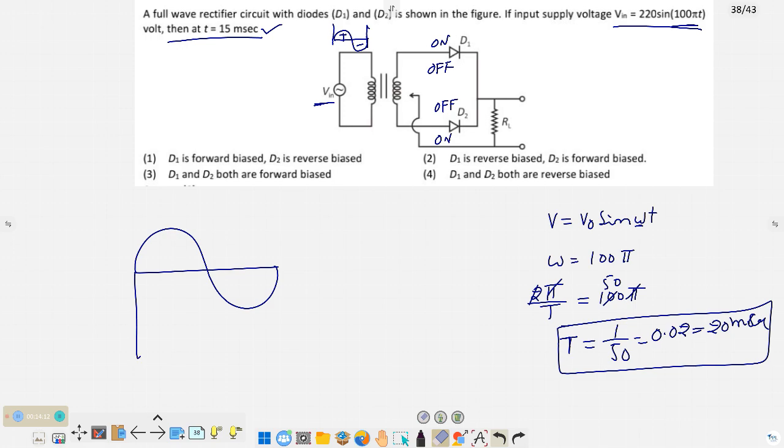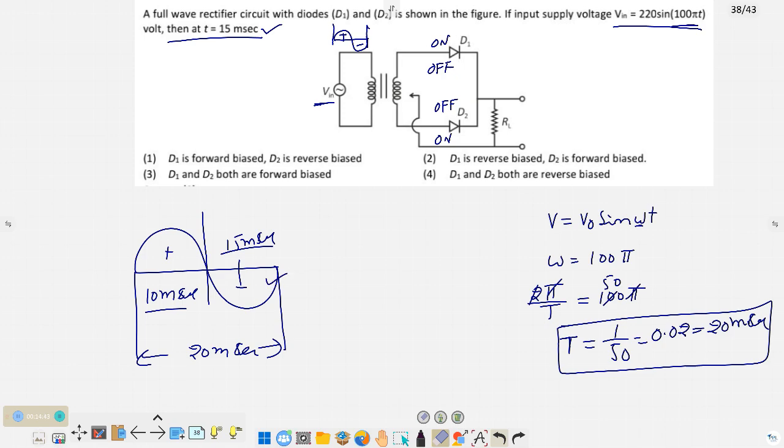So the time period is 20 milliseconds, which means this is the total time for one cycle created by the source. If it is 20 milliseconds for the full cycle, then for the half cycle it is 10 milliseconds. But what time is given in our question? 15. 15 means somewhere in between here. At this point they are asking about 15 milliseconds. Which pulse is reaching? This is the positive pulse, this is the negative pulse. Now the full wave rectifier is receiving the negative pulse.